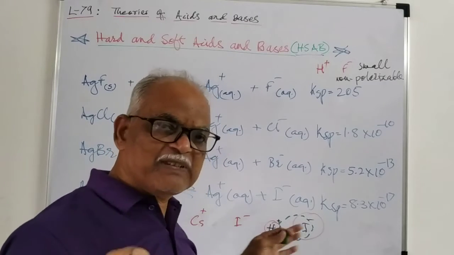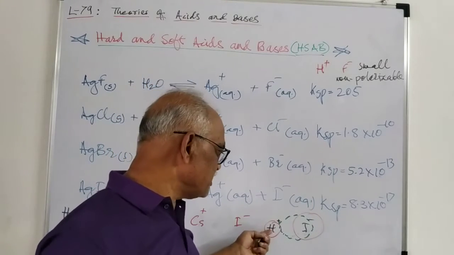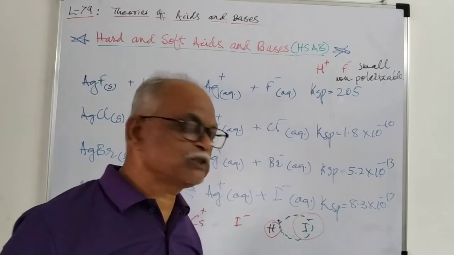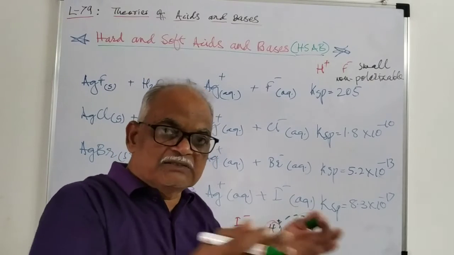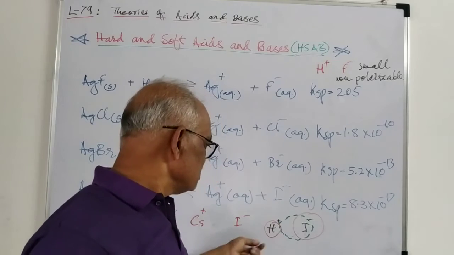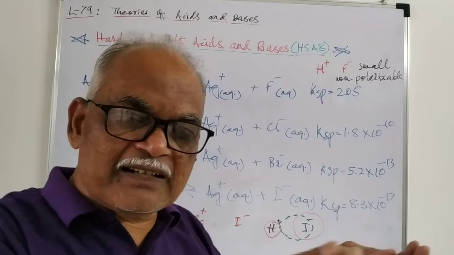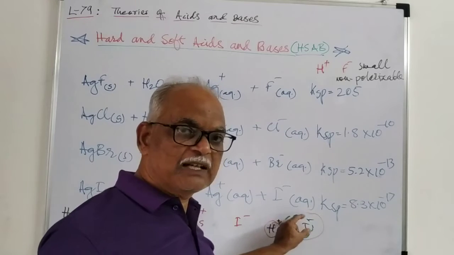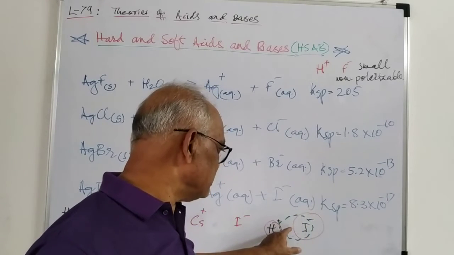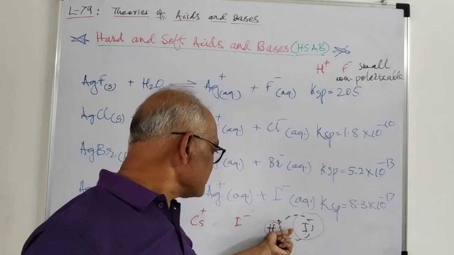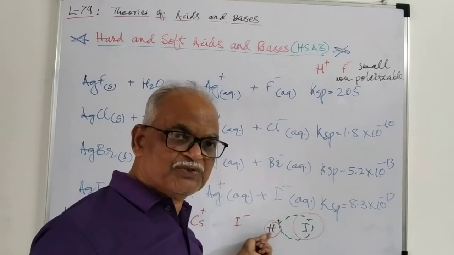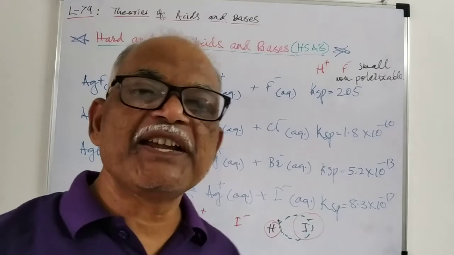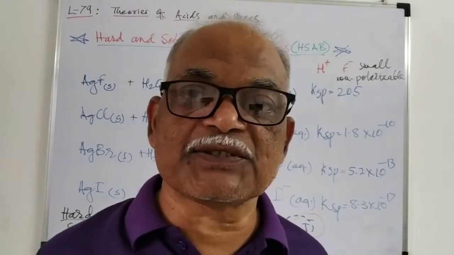The shape of H plus does not change, but the nuclear force of attraction exerted by H plus attracts the electron cloud of I minus, so that the electron cloud is attracted towards H plus. So the shared electron pair, the electron cloud, is slightly shifted towards H plus, and that is why it acquires covalent character.